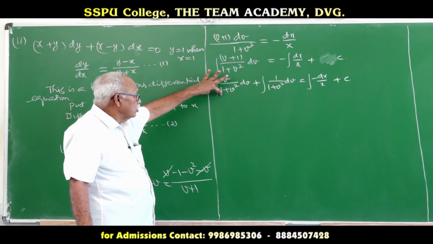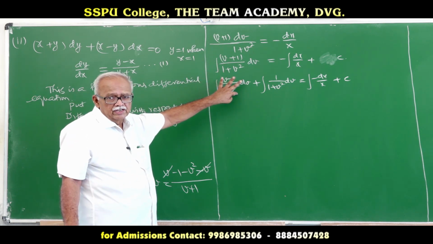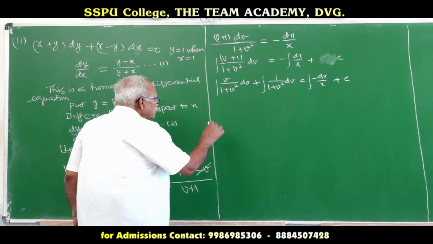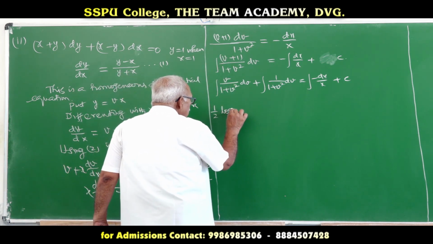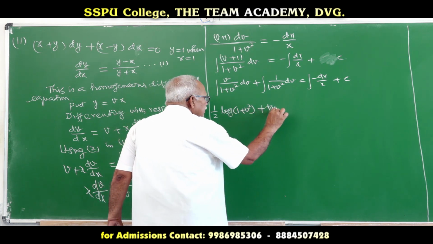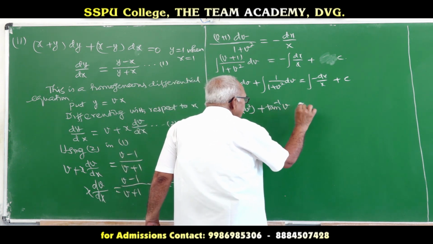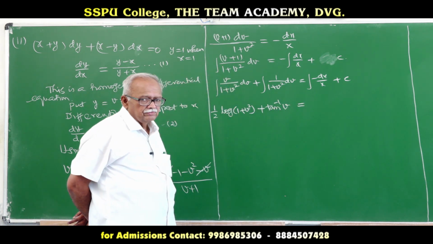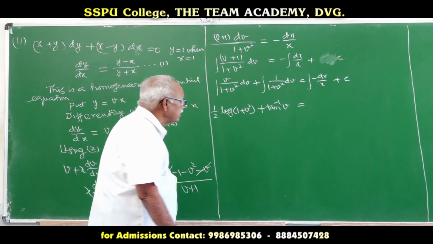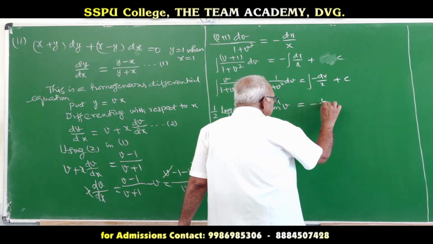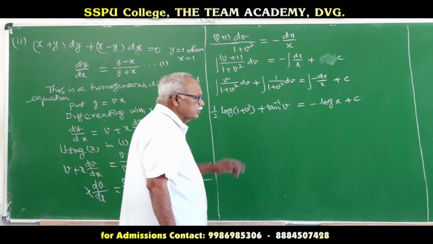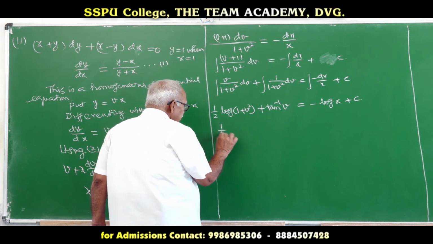Put 1 plus v square equal to t. If you take this, it will be dt by 2 by t. So, this will be 1 by 2 log of (1 plus v square) plus tan inverse of v. The integration of 1 by (1 plus v square) is tan inverse of v, and this is minus log x plus c. Now, let us put v is equal to y by x.